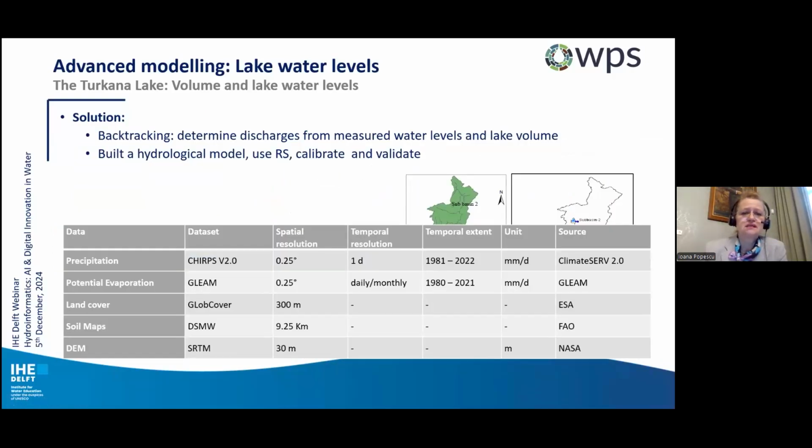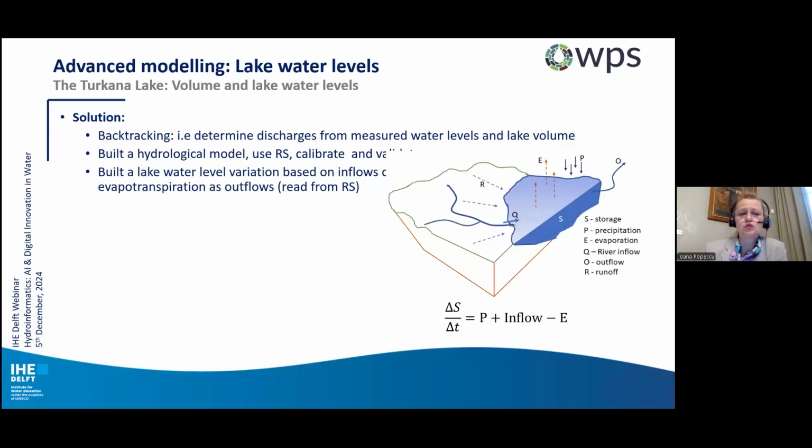The main problem is that there are no measurements to determine the exact discharges and to calibrate such a model. For that, we have used remote sensing data. This is where I can show you the type of globally available data on precipitation, potential evapotranspiration, land cover, soil maps, and of course digital elevation models. These are different datasets with different spatial resolutions, and a source from where they can be freely downloaded. Based on this data, we could build a hydrological model and a lake water level variation, and we backtrack discharges from measured water levels. Looking at measured water levels, we could backtrack what the discharges coming into the lake would be, and we can calibrate and validate the level.